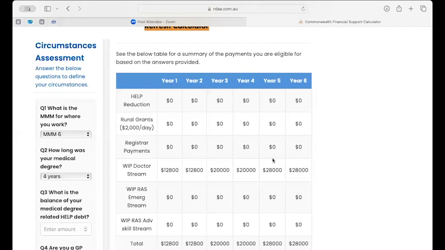So we have tried to address all the different scenarios and the way all the different payments or financial supports interact based on your qualifications, years of practice or how long you're in the community for, as well as your medical degree, whether you're a registrar. So we've tried to ensure that we've covered every scenario in all of our calculations, and we hope that you find this tool useful.